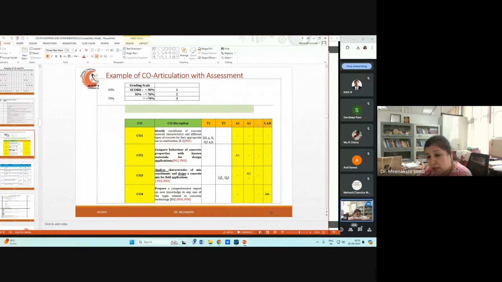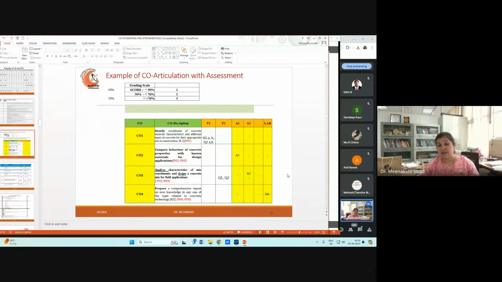So if this type of framework is made beforehand, that CO2 related to PO2, PO3, how would I judge it? By one assignment. CO3, PO2 and PO3, how would I find out whether it has been attained or not? So question 1 and question 2 in the final semester and an assignment. Are you getting my point?